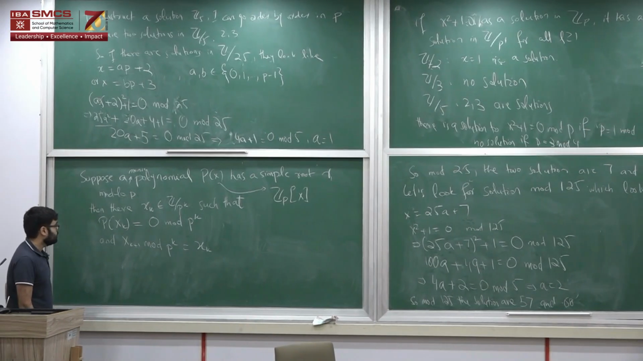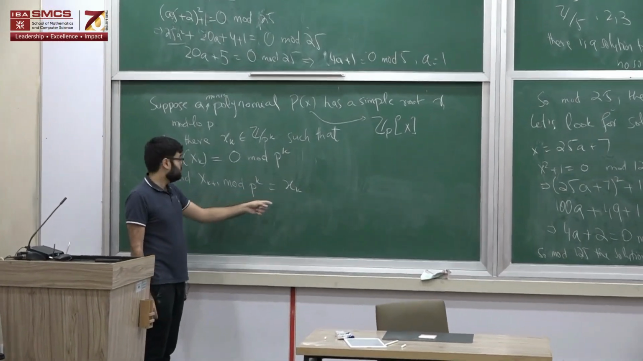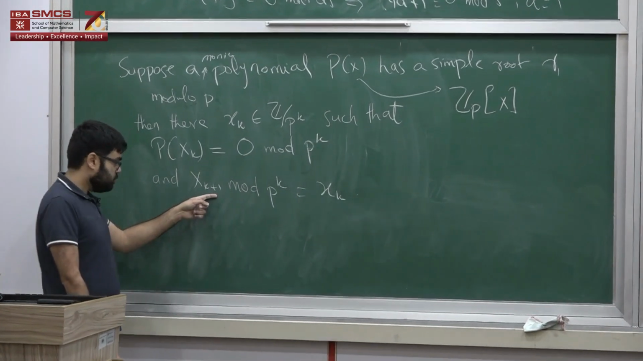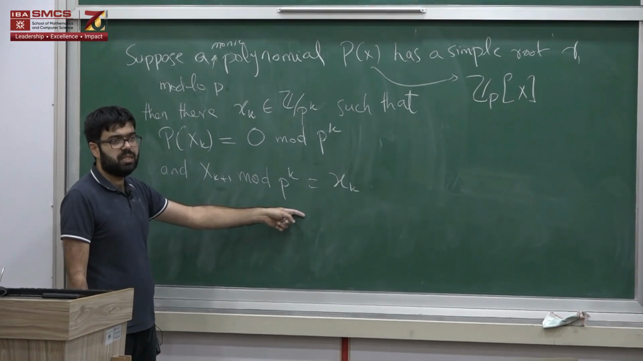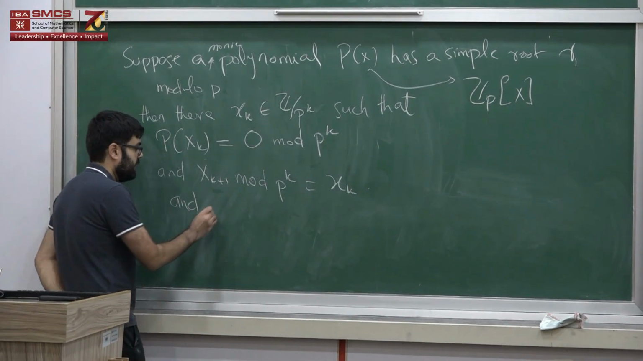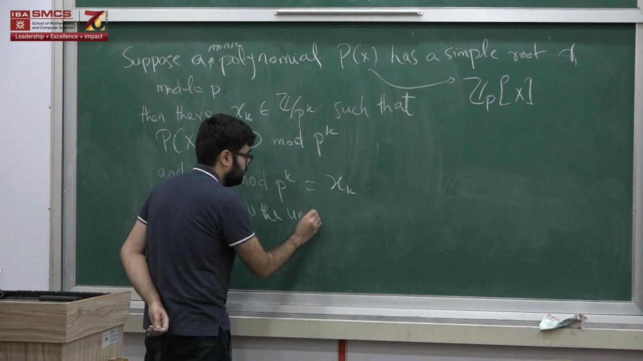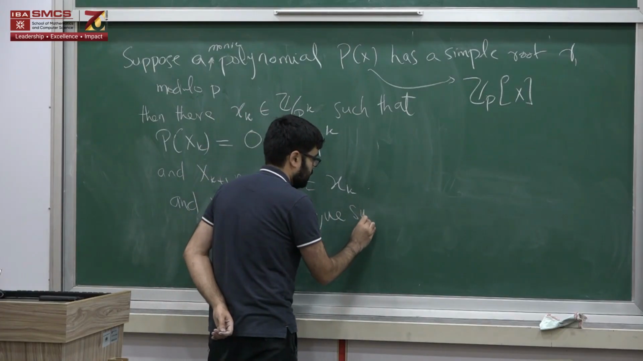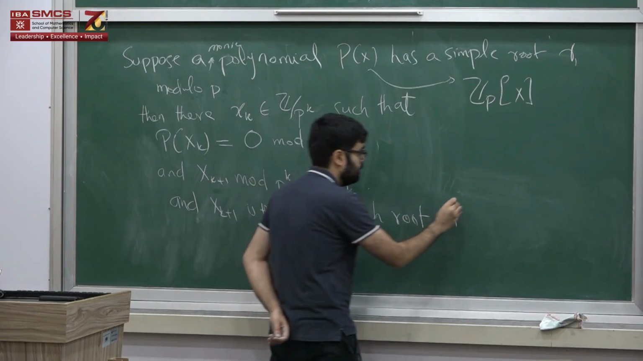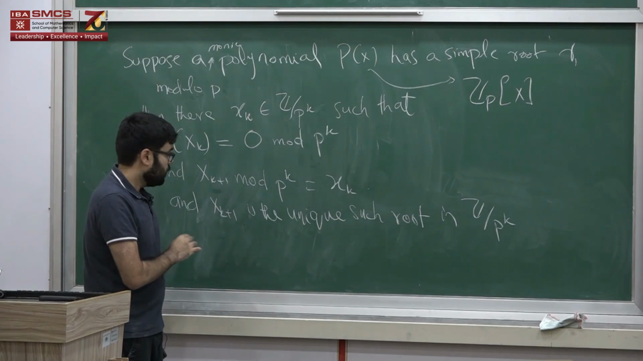Okay, so you have this root modulo p to the k. It reduces. So if you take the root modulo p to the k plus 1 and reduce it mod p to the k, you will get the previous root you had. And x_{k+1} is the unique such root in Z mod p to the k plus 1.